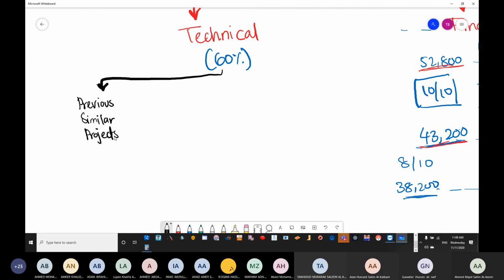Okay, so one of the things that I'll be looking at is previous similar projects. Once again, they will have a certain value, for example, according to the importance. And then other than that, what do we have else?